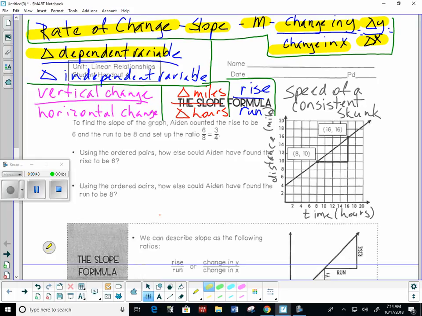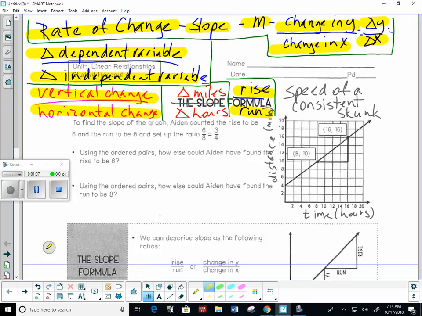Change in the dependent variable, which is still our y-axis, over the change in the independent variable, which is our x-axis. We can call it the vertical change, up and down, over the horizontal change, right and left. We can call it the rise, which is our vertical change, over run, which is our horizontal change.